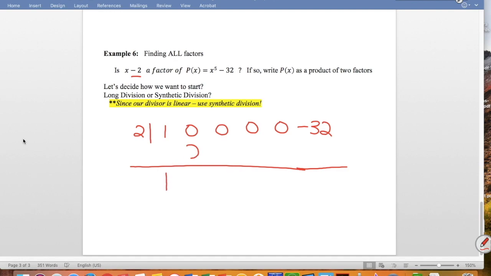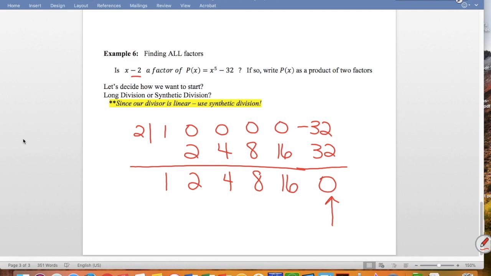1 times 2 is 2. Okay? 0 plus 2 is 2. 2 times 2 is 4. You guys can kind of see where this is going. 0 plus 4 is 4. 4 times 2 is 8. Add that. 8 times 2 is 16. Add that. And then 16 times 2 is 32. Negative 32 and positive 32 add to 0. So since my remainder is 0, x minus 2 is a factor.